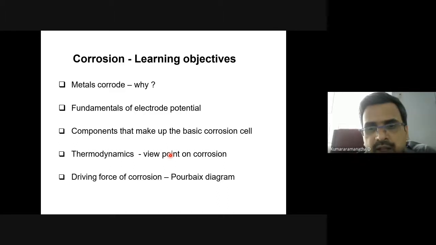And one more important aspect we would also like to discuss is what corrosion has to do with electrode potential.